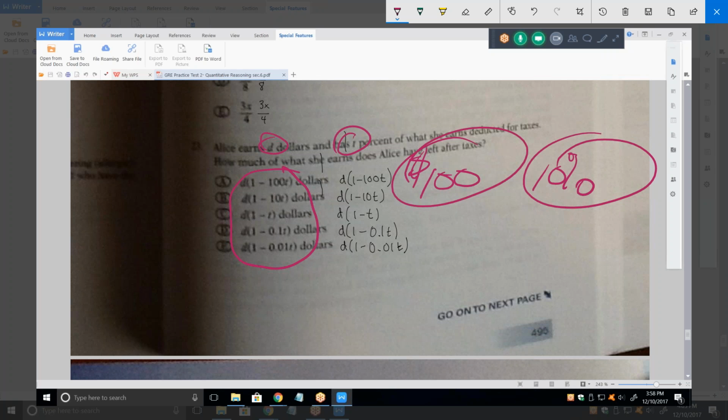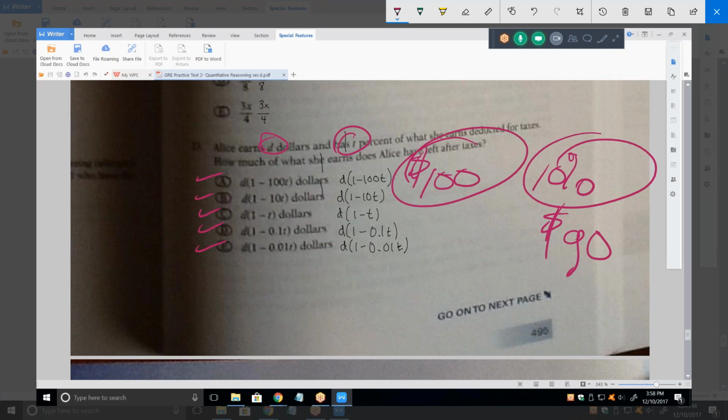Another way to do this, if I were really to follow through on my strategy, is that usually when you pick numbers, you then back solve. So if I pick these two numbers for D and T, I know that her income is $90, right? So if I go through each answer and determine which one is $90, I don't need to do any algebra. What's the first one? If D is 100 and T is 10%, what is A equal to?